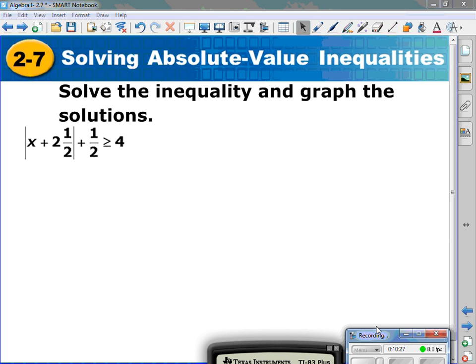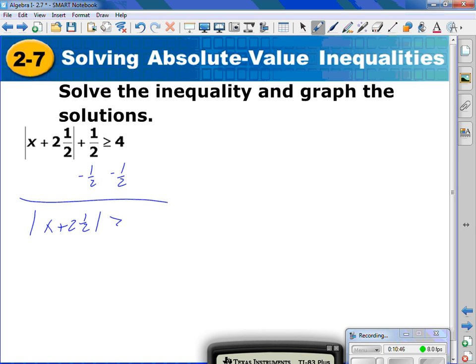Absolute value of x plus 2.5, plus 1/2 is greater than or equal to 4. The first thing I need to do is subtract 1/2. So I have x plus 2 1/2 greater than or equal to. Now, I don't care if by hand, calculator, whatever. But just think, well, it's 3.5. All right, 3.5 as an improper fraction, 7/2.